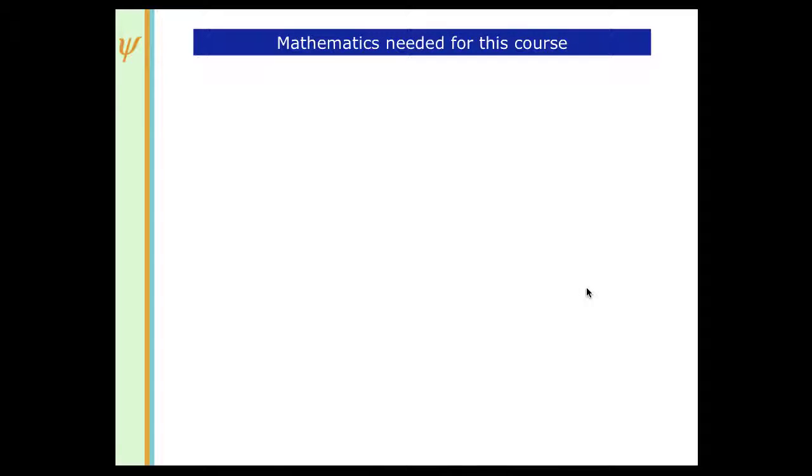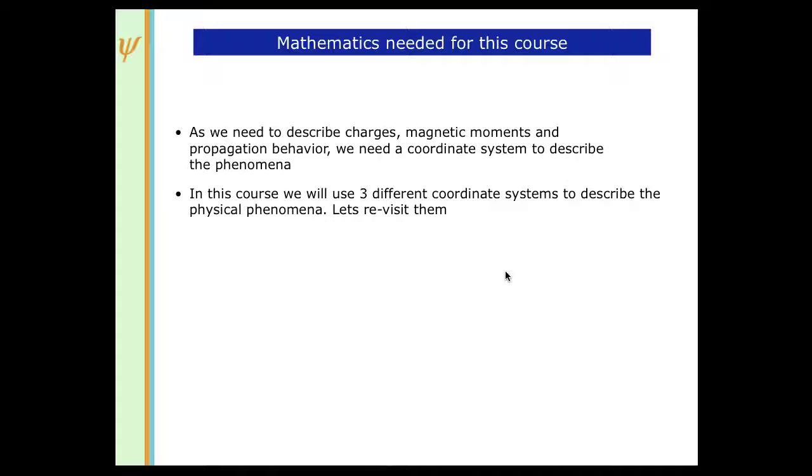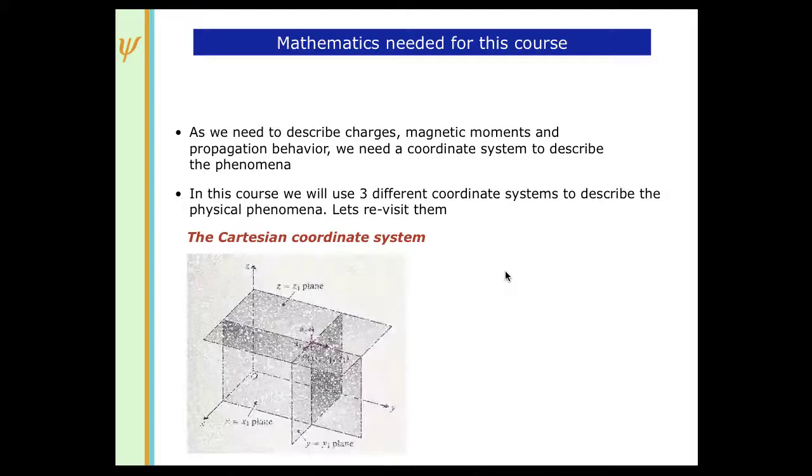To describe electromagnetic quantities in three-dimensional space mathematically, we will need to use some coordinate system. In this course we will use three different coordinate systems. Let's briefly revisit them. The most commonly used is the Cartesian coordinate system. It is made of three mutually orthogonal axes, x, y and z.